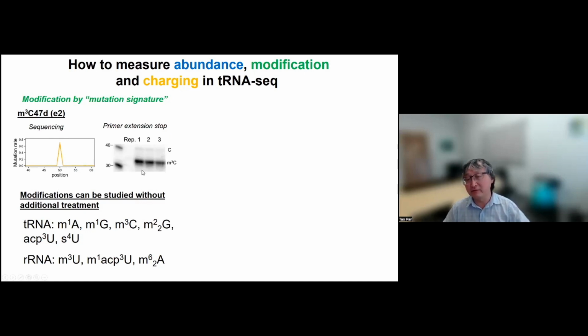Then for this particular site, we did a validation of primer extension, right, using a WT RT that will stop at M3C. And it stops here, and that reports that, in fact, indeed, what we observe here from mutation fraction is consistent with this being M3C. And you can do this using mutation fractions for many of these modifications that have modifying chemical groups at the Watson-Crick face, such as M1A, M1G, et cetera.